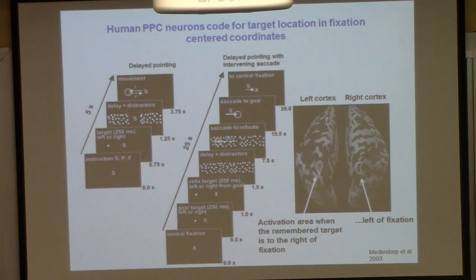So let's go over it again. I'm looking at this. An apple appears here. Apple goes away. So this is the place that I have to make a saccade to. You move this point out here. The apple now would have been here. If I'm asked now to make a movement to where I remember the apple to be, I'm going to make a right saccade. That right saccade is going to be represented in my left parietal cortex. And that's what you see here. Okay? Any questions about that?